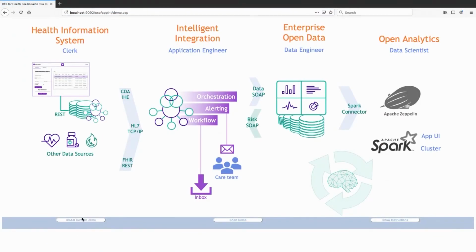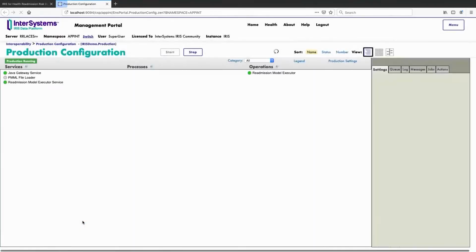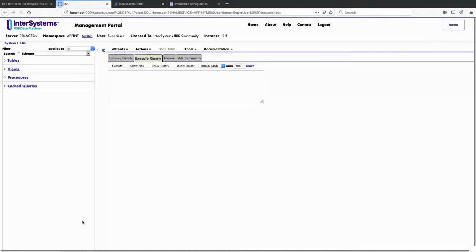Okay, so this is the one I wanted to push. Okay.